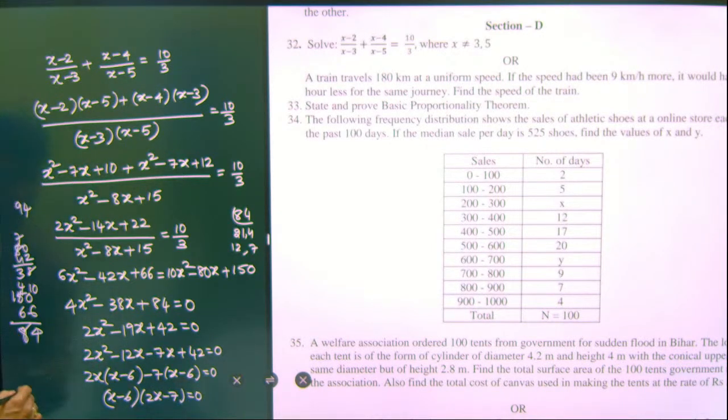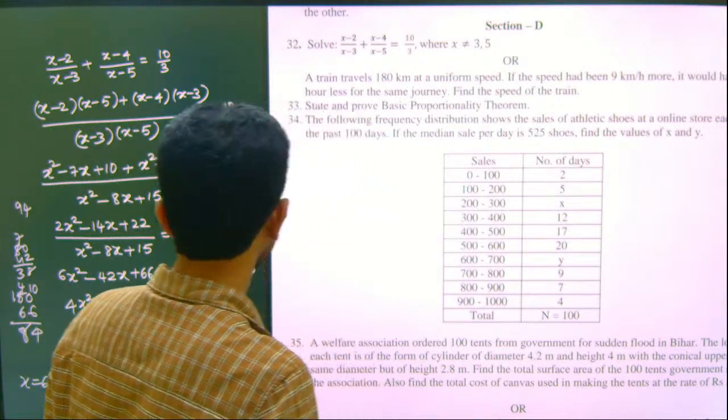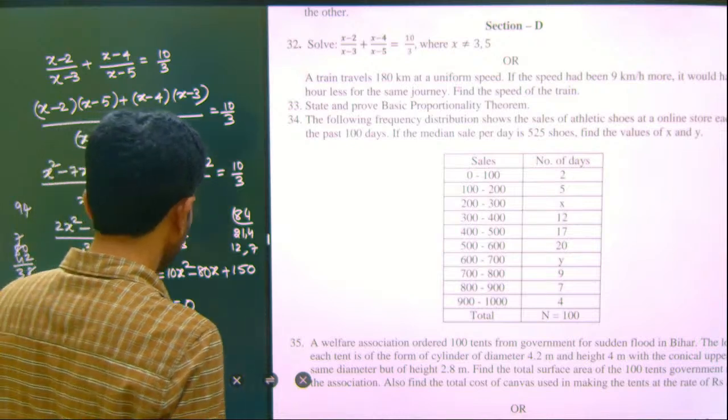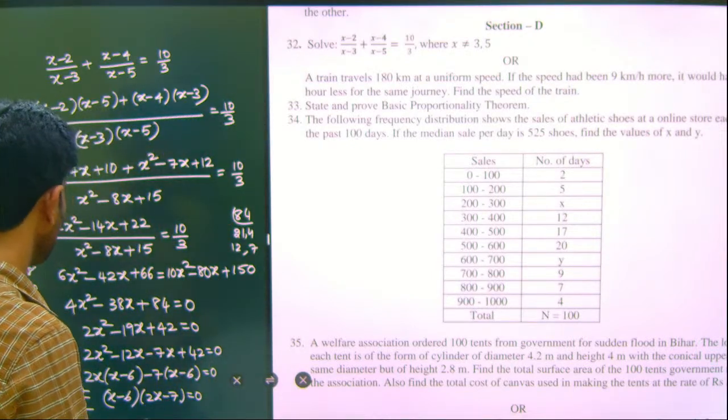So what are the answers? x is equal to 6 or x is equal to 7/2. The solution is x is equal to 6 or x is equal to 7/2. So if we make a small mistake somewhere, we do not get the solution, and it takes time. So we have to be very careful while doing simplification.